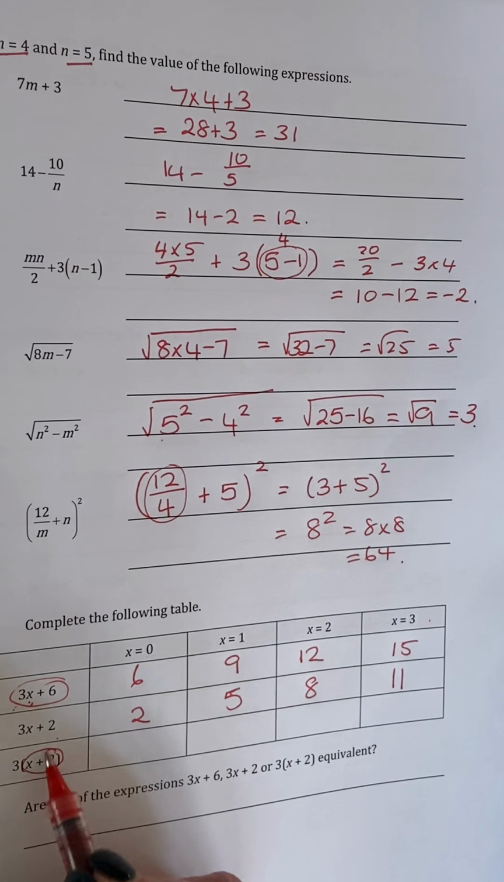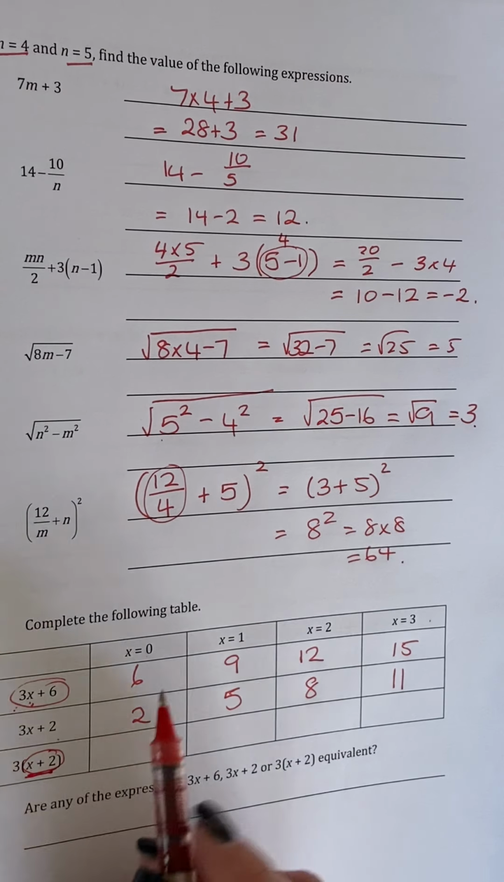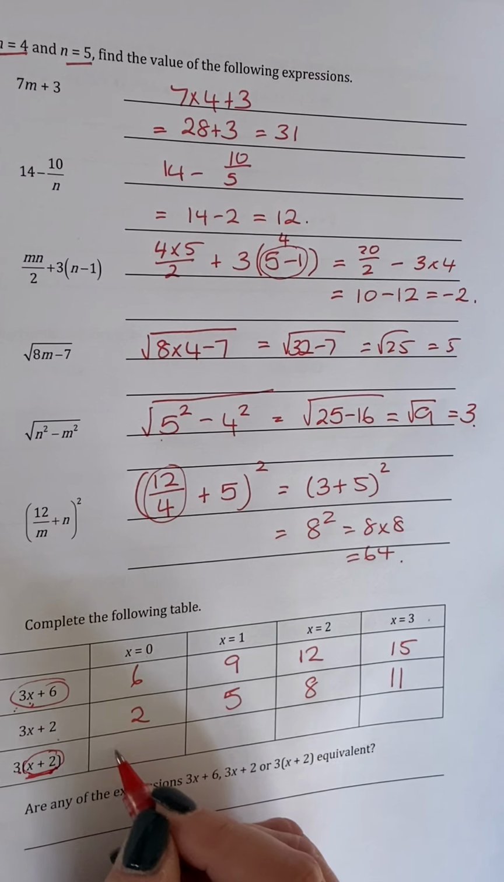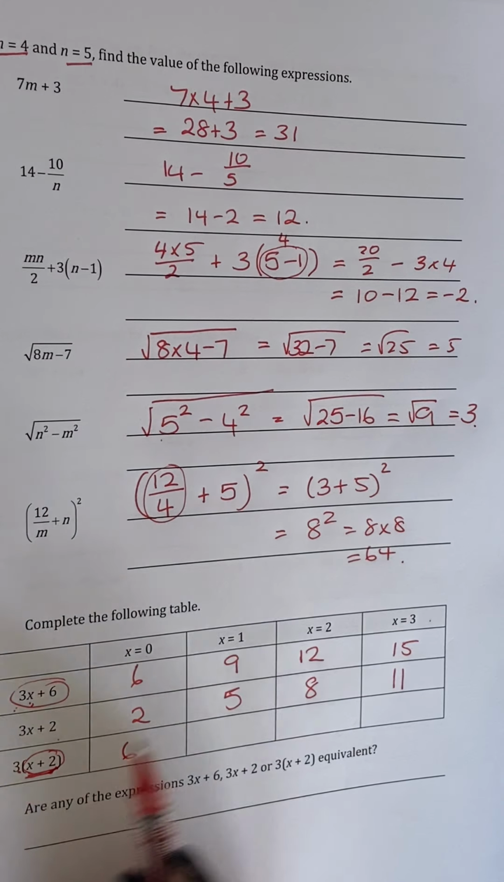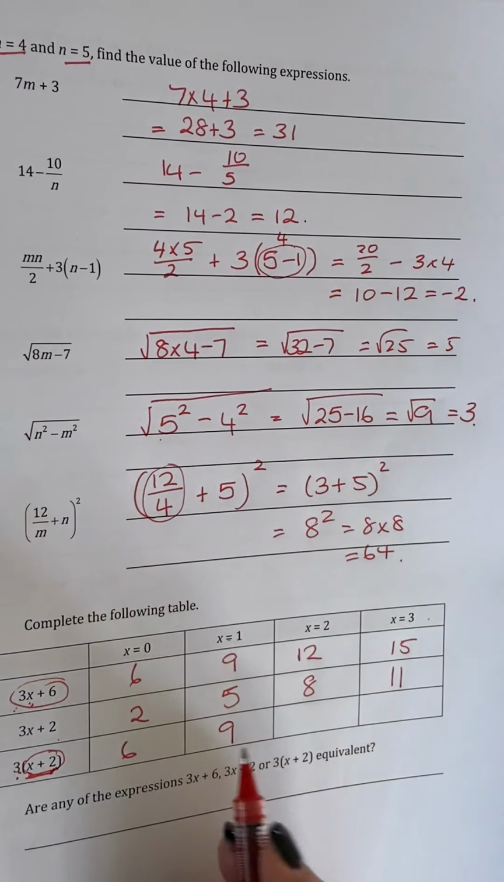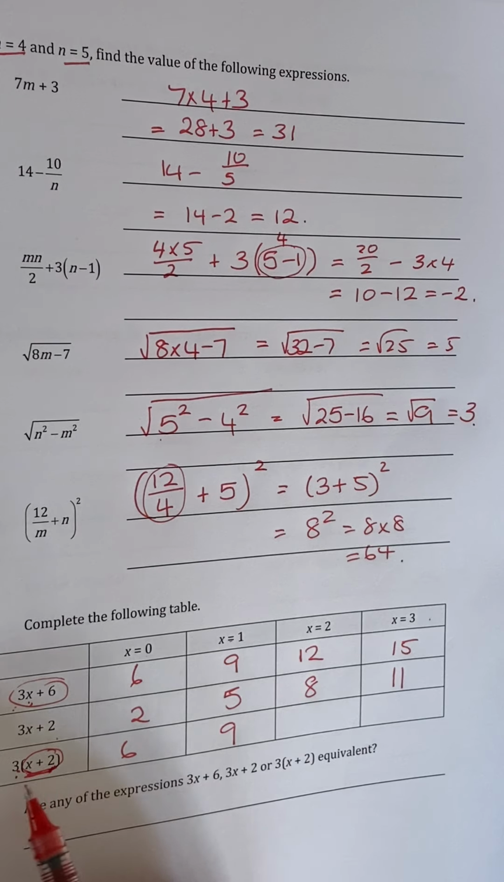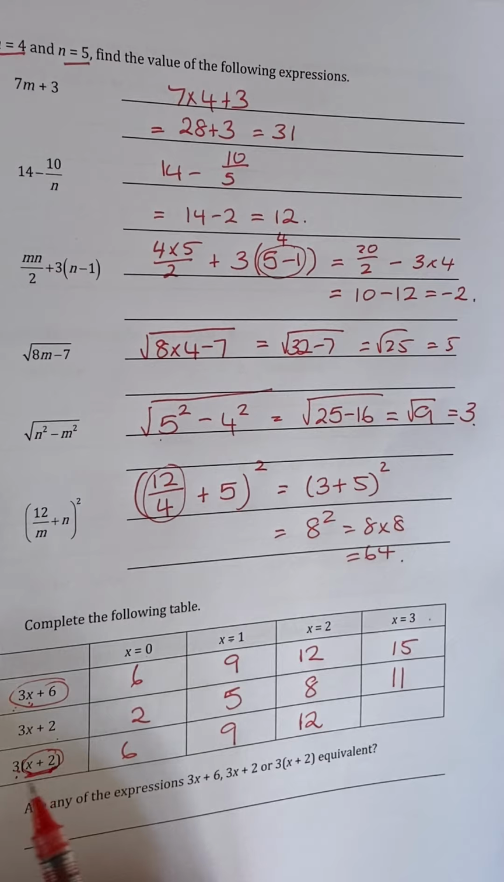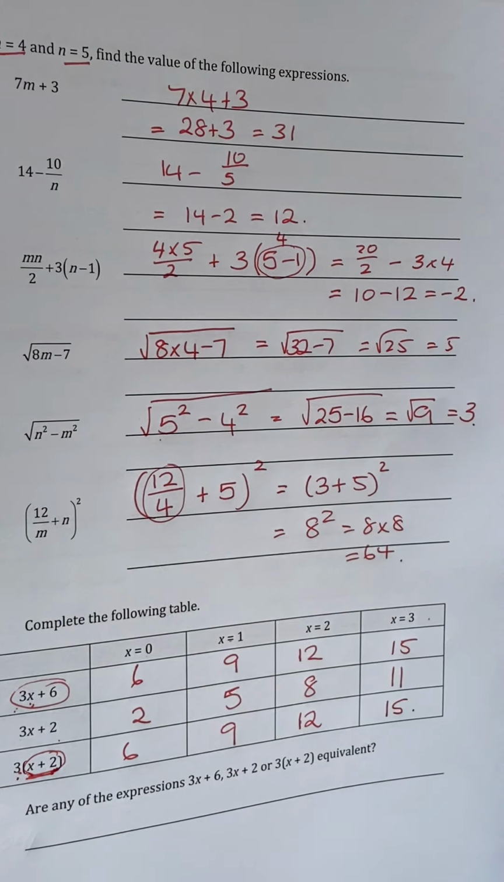3 times x plus 2, so you need to do the brackets first. So you go 0 plus 2 is 2, 3 times 2 is 6. For this one, 1 plus 2 is 3, times 3 is 9. 2 plus 2 is 4, times 3 is 12. 3 plus 2 is 5, times 3 is 15.